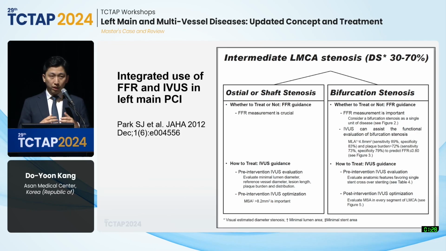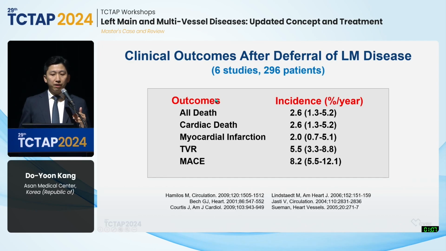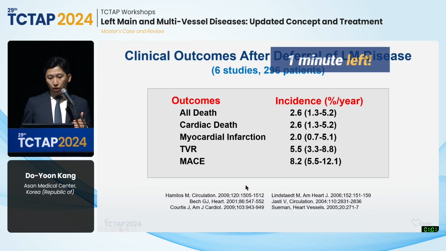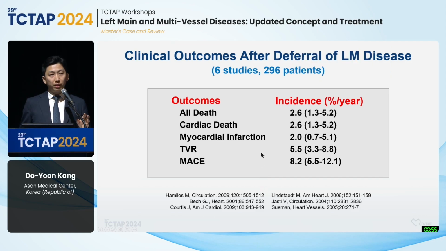So we have insisted on the combination of FFR and IVUS for left main evaluation and treatment: evaluate the significance and decide to treat or not to treat by the FFR evaluation, and treat with IVUS guidance and optimization. And because the clinical outcome after deferral of left main disease is not so poor, this is the combination of 6 studies that reported the outcome of left main deferral.